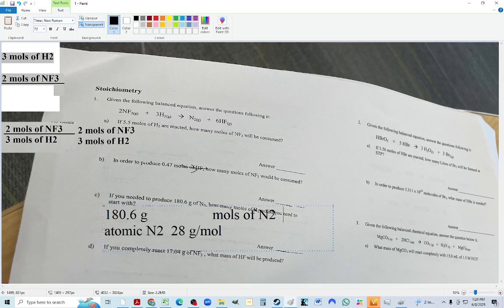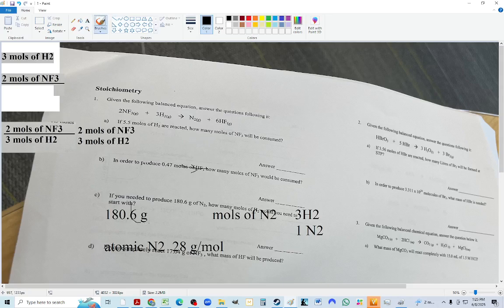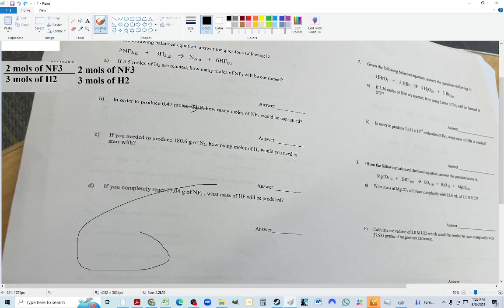But then up top, you're going to see that you need 3 moles of H2 to produce 1 mole of N2. So whatever we get here, and I'm not going to do the calculations for you, it will be roughly, 30 goes roughly into 180 6 times. So it'll be roughly 6 moles. And then you have to multiply by 3. It's going to be roughly 18 moles of H2 needed to produce that many grams of N2. And that's what these are all about, forcing you to use the mole bridge in different ways.